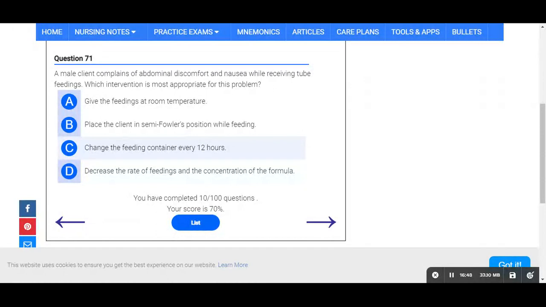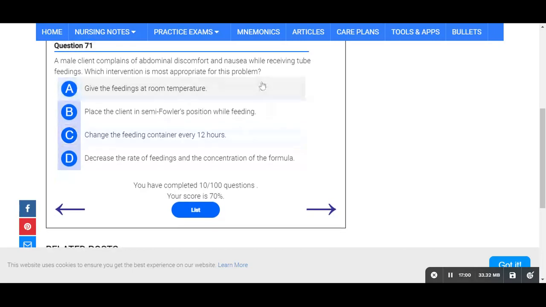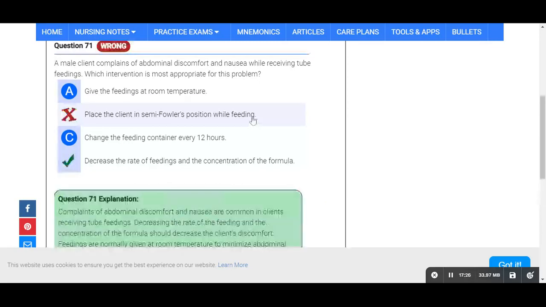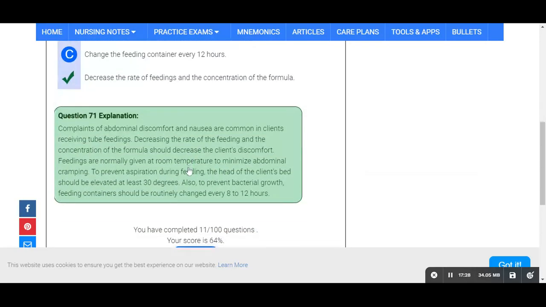Next question. A male client complains of abdominal discomfort and nausea while receiving tube feedings. Which intervention is most appropriate for this problem? Give the feedings at room temperature, place the client in semi-Fowler's, change the feeding container, decrease the rate of feedings and concentration of the formula.